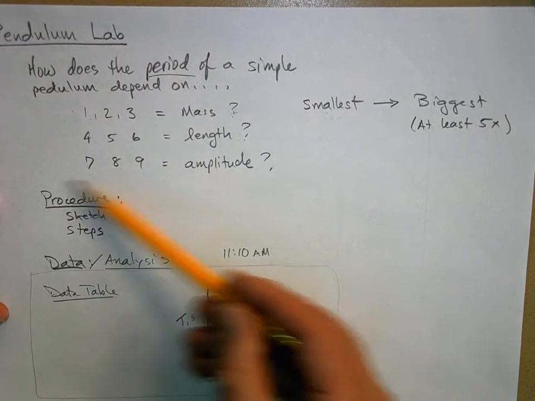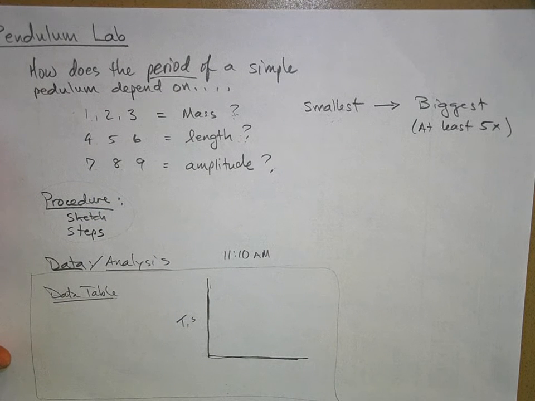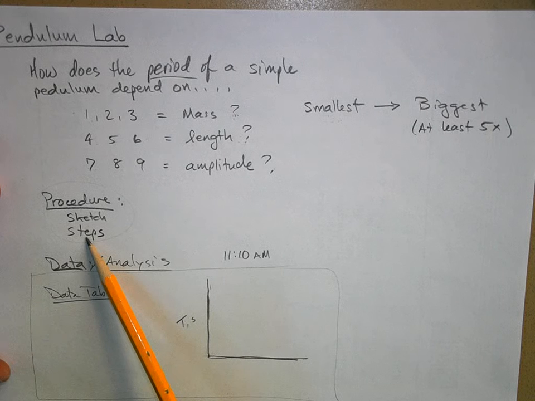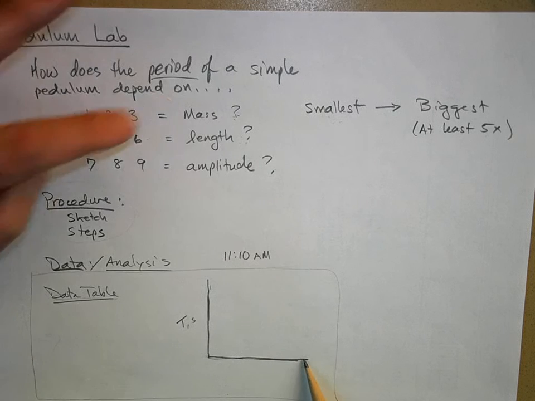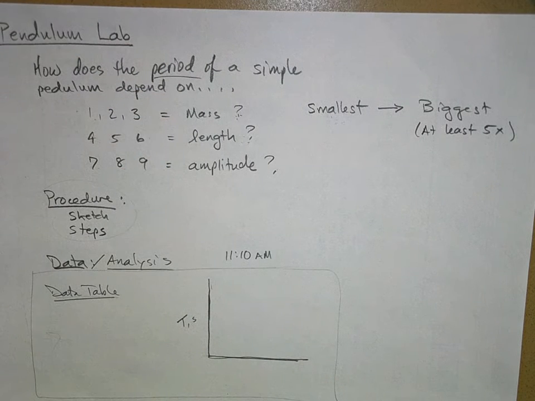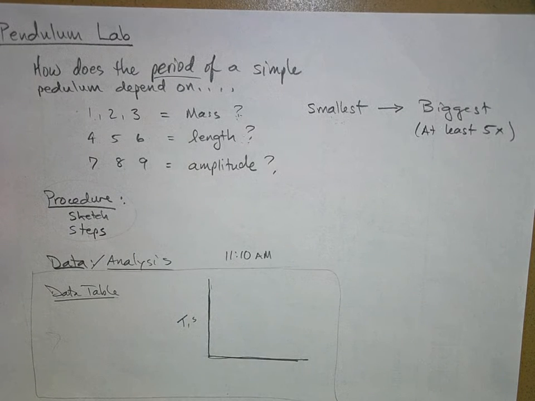Make sure you write up your procedure for it, and then you're going to need a data table. I want your data table to be very easy to understand and read. Everything's labeled. If I look at the steps in your procedure, it should feed directly to what's in the data table. Then you were to graph the period as a function of either mass, length, or amplitude. Okay, and you'll collect data. Now, and then we're going to analyze it.